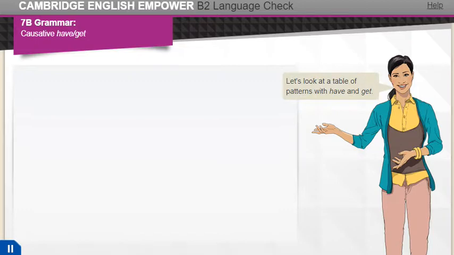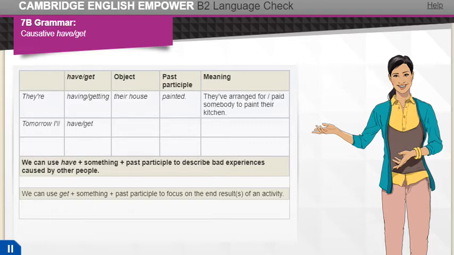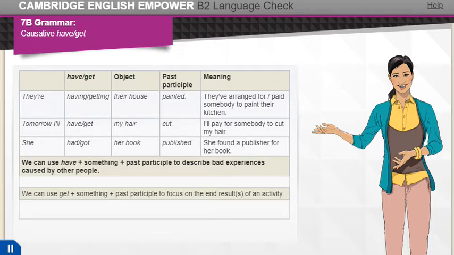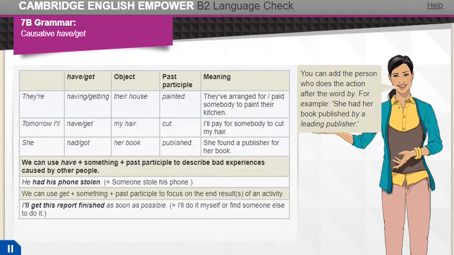Let's look at a table of patterns with have and get. You can add the person who does the action after the word by. For example, she had her book published by a leading publisher.